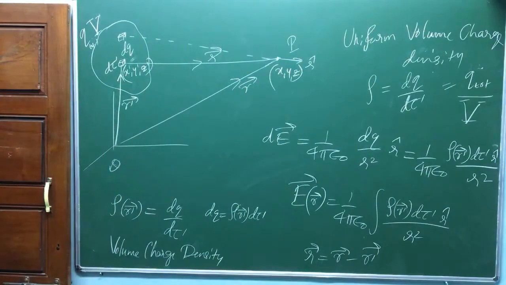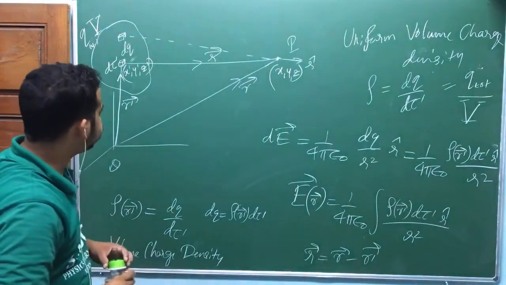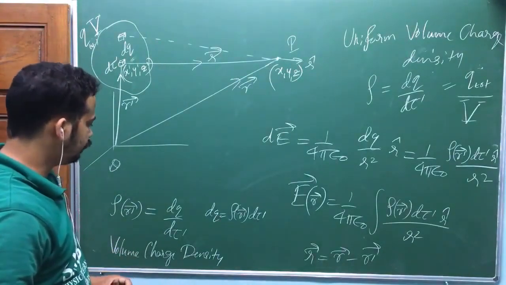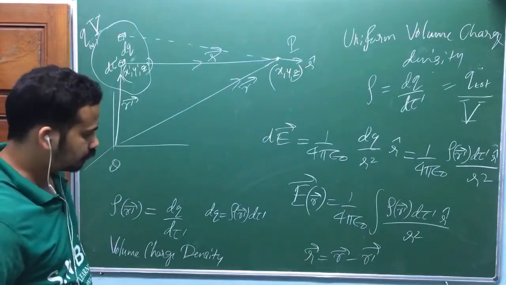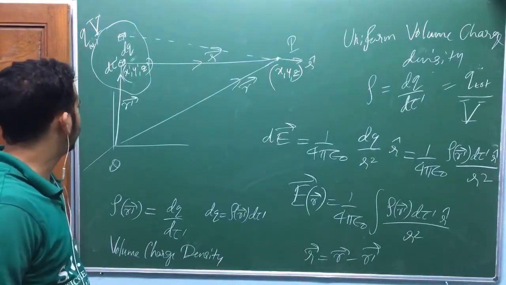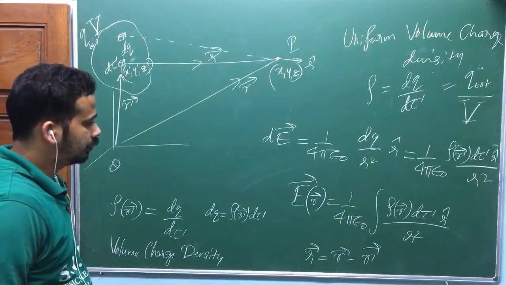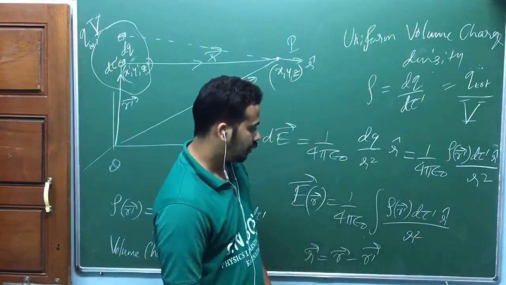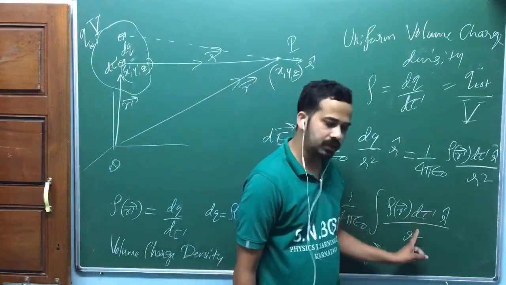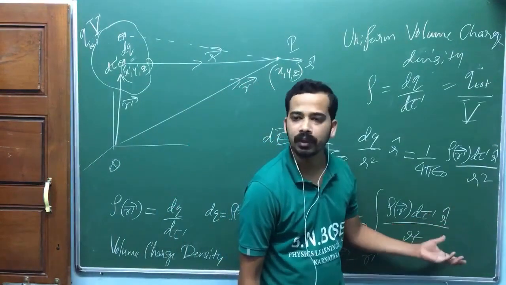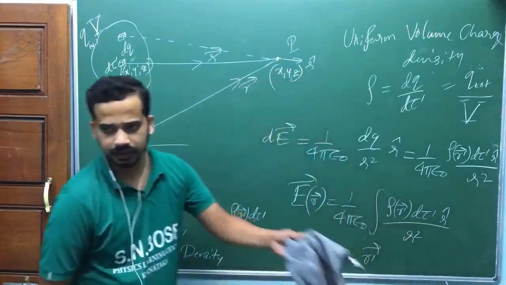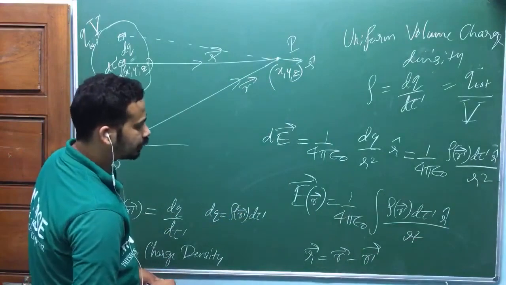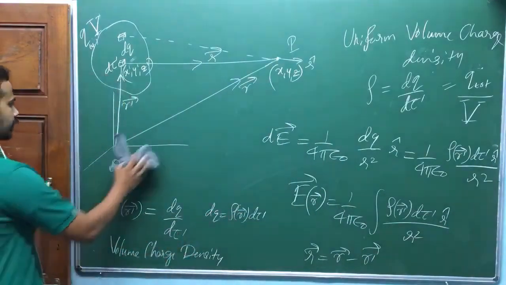Sir, but in the equation there is d tau. How will we integrate it in terms of dr prime? Wait a second. We shall take an example. Right now you may not feel that. dτ prime, you will somehow write into r prime only. You'll see that. Let me take some example. I may not go for volume charge distribution, but I can go for line charge and surface charge distribution.